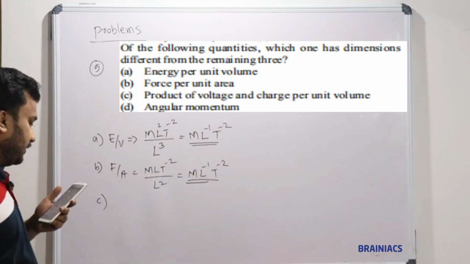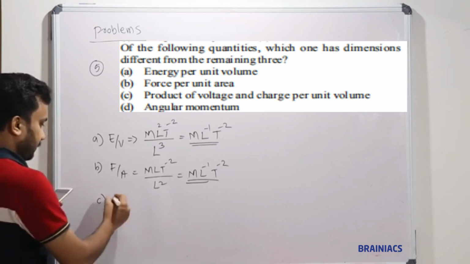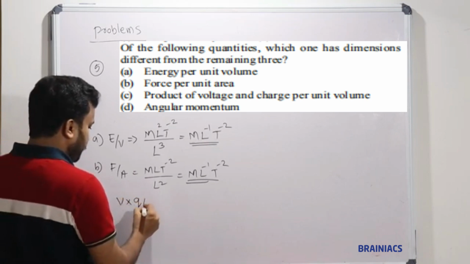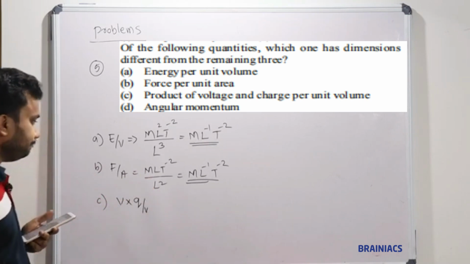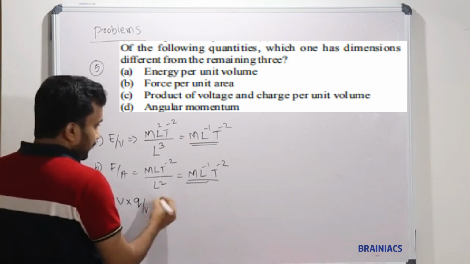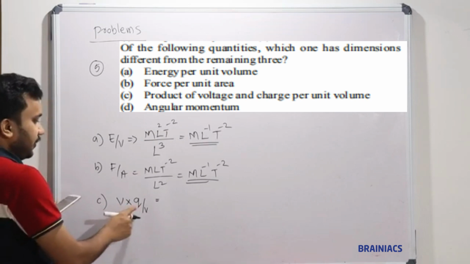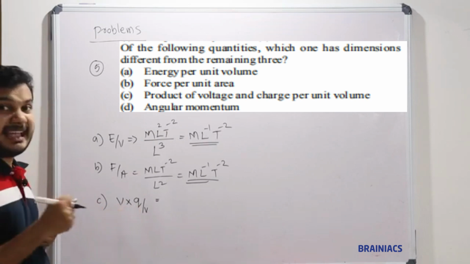We'll move to C, the third one. Product of voltage and charge per unit volume. Product of voltage into charge per unit volume. Okay, here definitely in the second year you will learn one formula called QV. QV means energy.